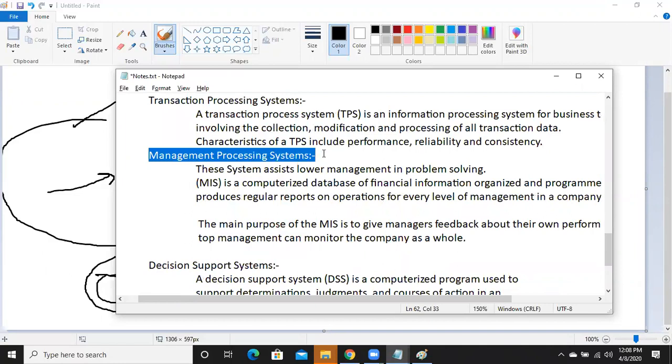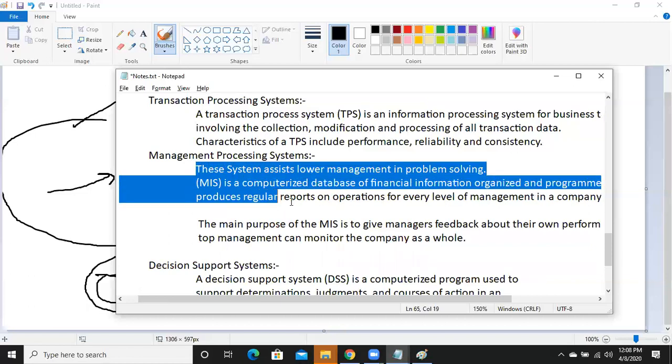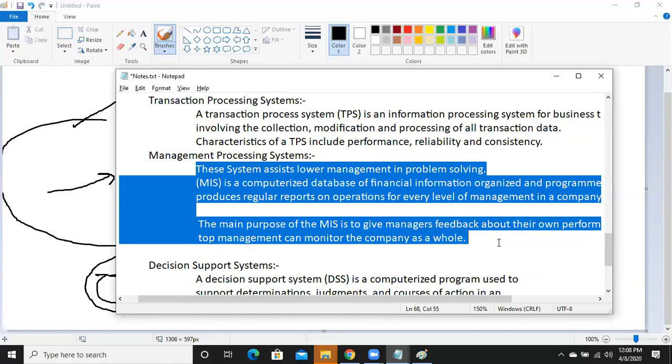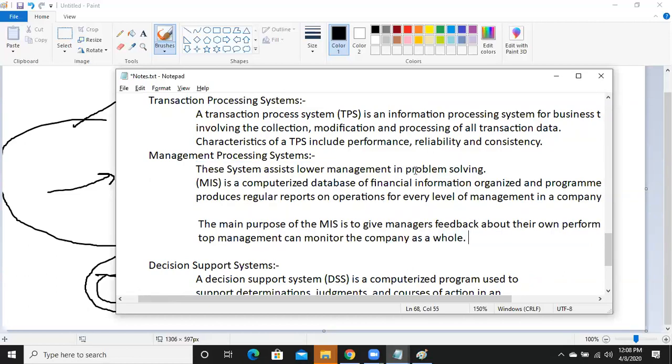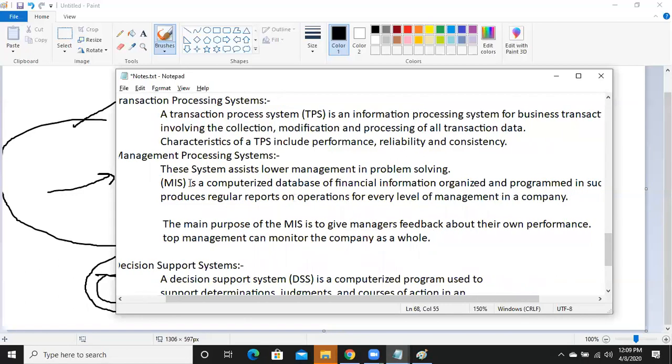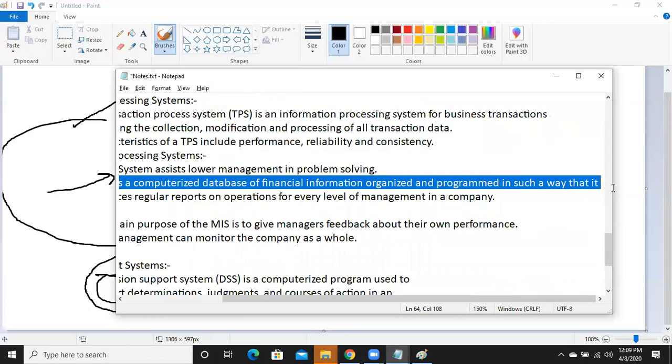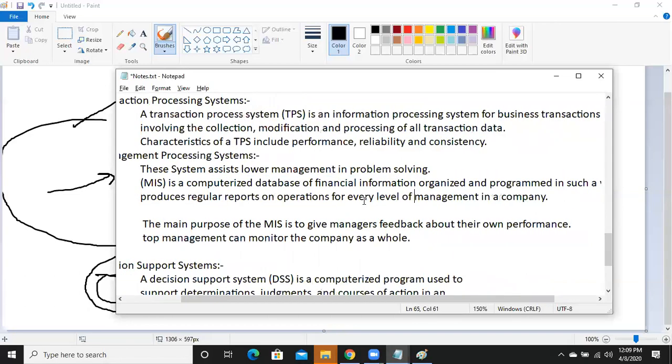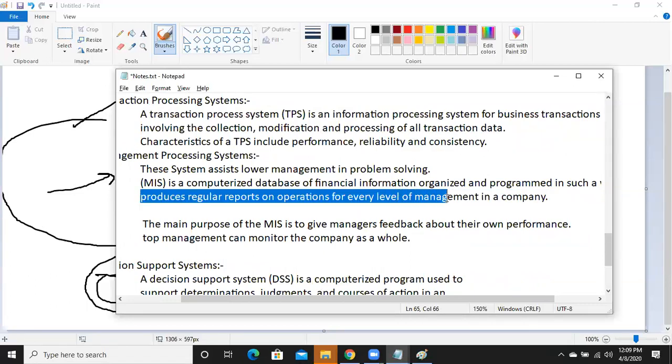So this is the name of the last chapter of our book, which is management processing information system, which is known as management information system, MIS also sometimes. Okay, so we will discuss in detail, but here we will discuss the introduction of this, right? So these systems assist lower level management in problem solving. It is a computerized database of financial information organized and programmed in such a way that it can produce regular reports on operations for every level.